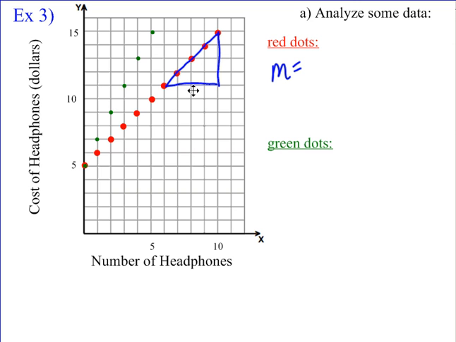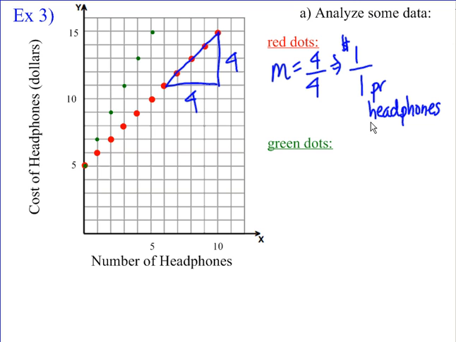If we count our rise and run boxes, we notice that we have 4/4. Now you may have drawn a different size box, but either way it's going to reduce down to 1/1. But we need to know, what does that mean? Well, that means that a rise of $1 means that I can buy 1 pair of headphones. So for the red dot company, they're going to cost me $1 per set of headphones.